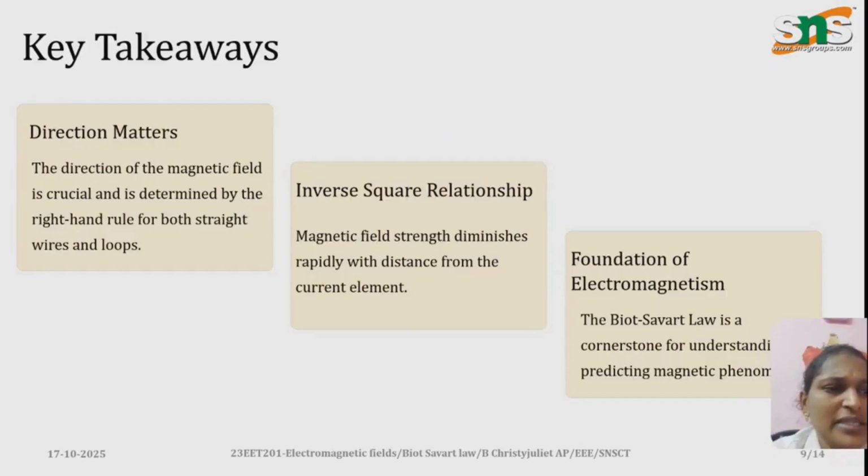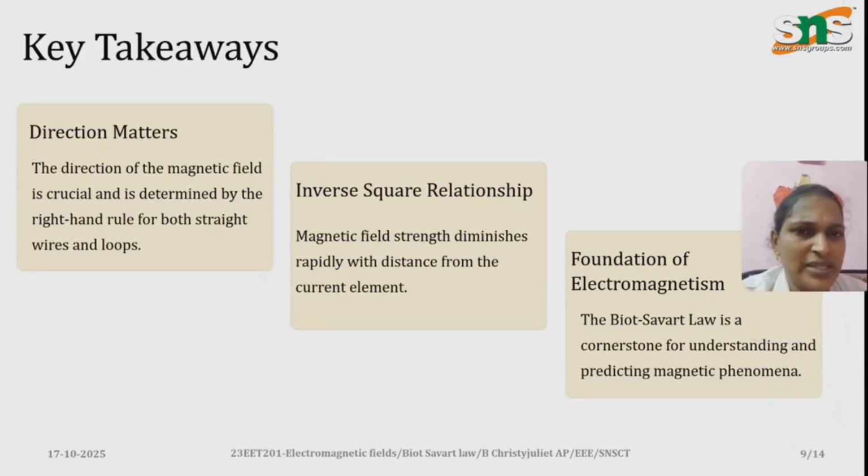So these are the key takeaways from today's discussion. First thing is that the direction of the magnetic field is crucial and is determined by the right hand rule for both straight wires and loops, because when we apply current, a magnetic field is set up and this magnetic field is responsible for producing torque. So it is mandatory to determine the field direction so as to predict the direction of force.